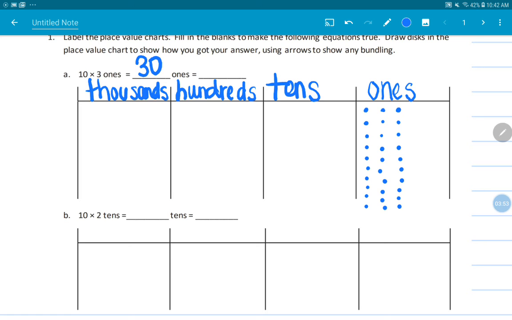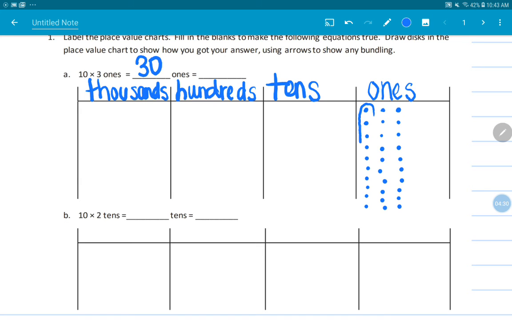Exactly. All right. So you should have gotten your 3 groups of 10. Now let's bundle those. How am I going to bundle the 30 ones that I have? What am I going to do, Jaden? What you do is you put an arrow that's going to the tens, and then you put 3 tens. Okay, how do I get 3 tens? You have 10 ones make 1 ten. Exactly, 10 ones make 1 ten. So I'm going to group those together with a circle.